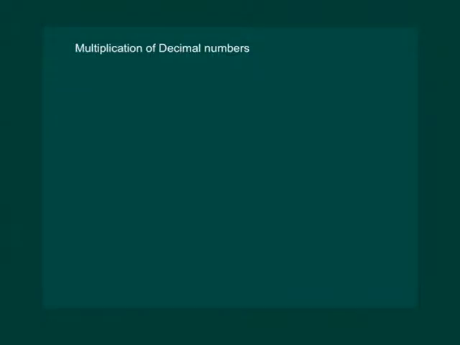Let us learn how to multiply two decimal numbers. Say we have 0.1 multiplied by 0.1. Let us check the expanded form of 0.1. We know that 0.1 can be written as 1 into 1 by 10, which is equal to 1 by 10.